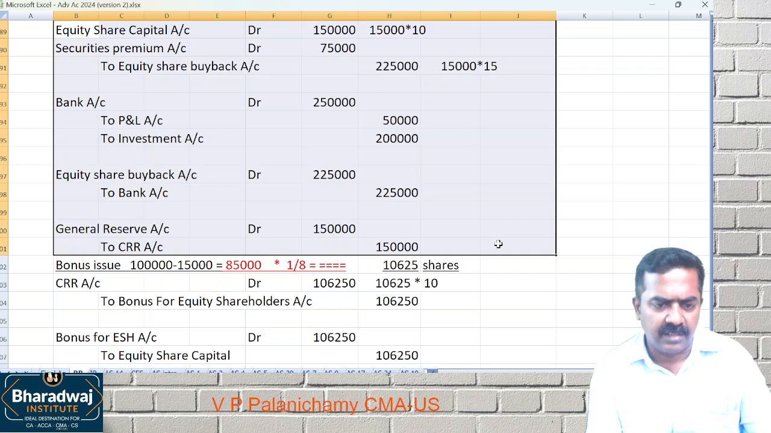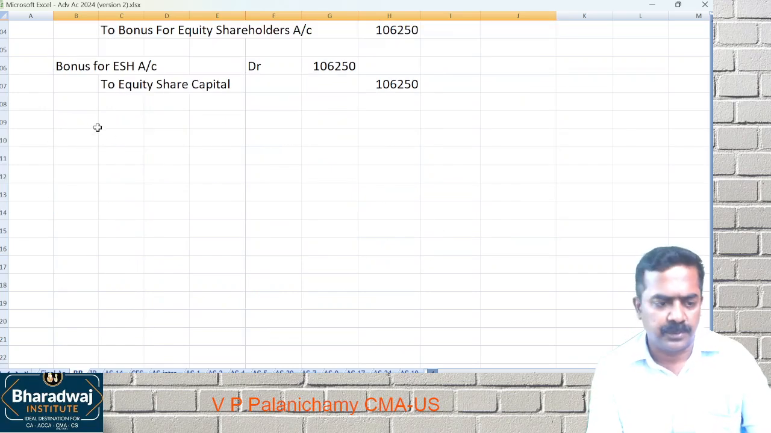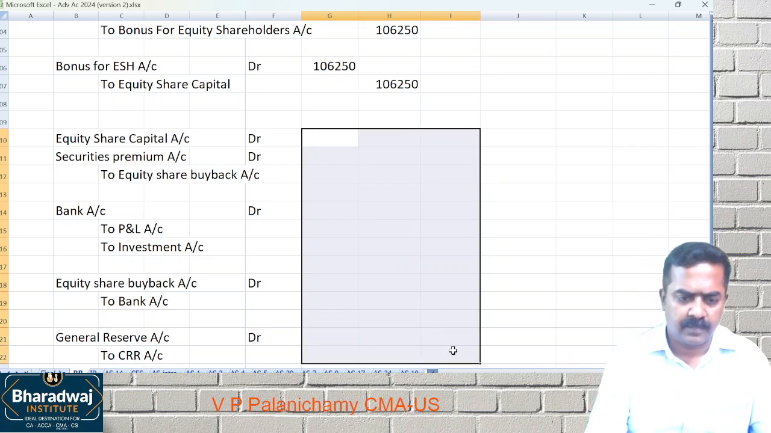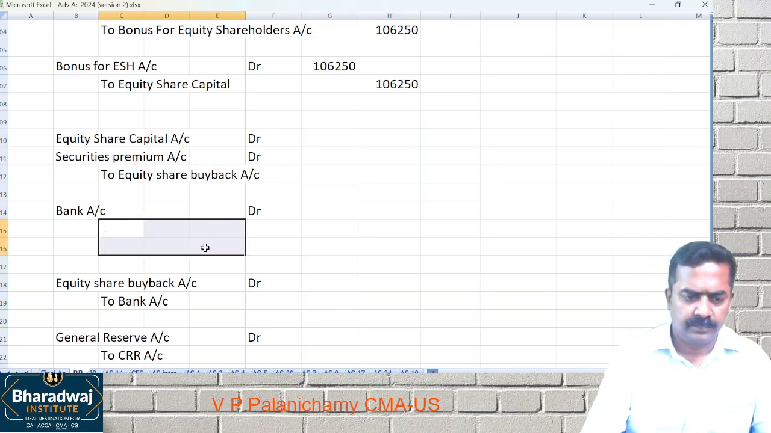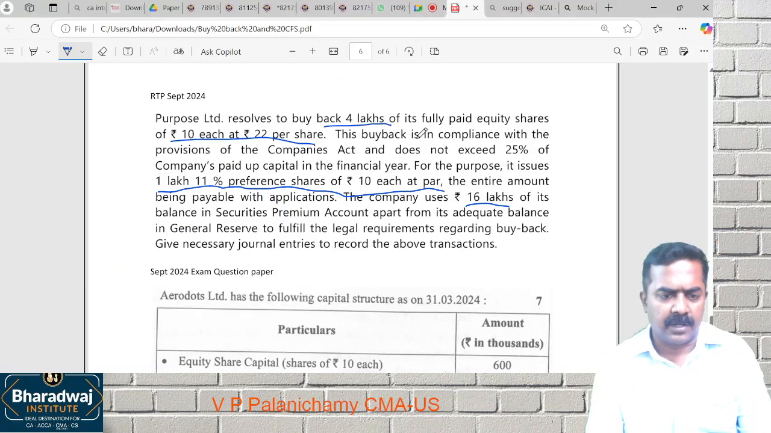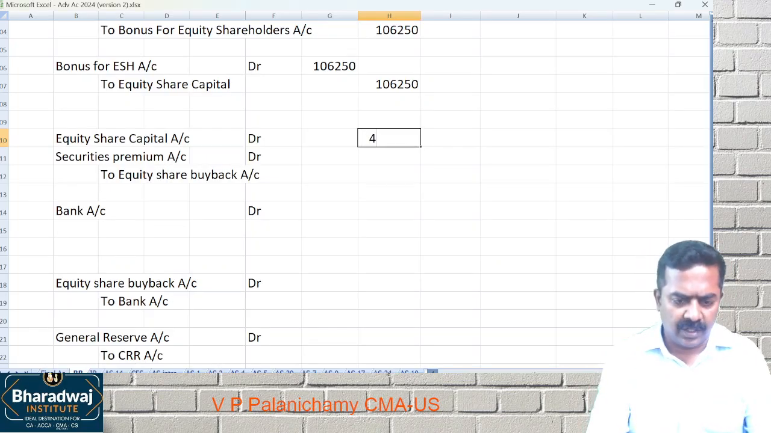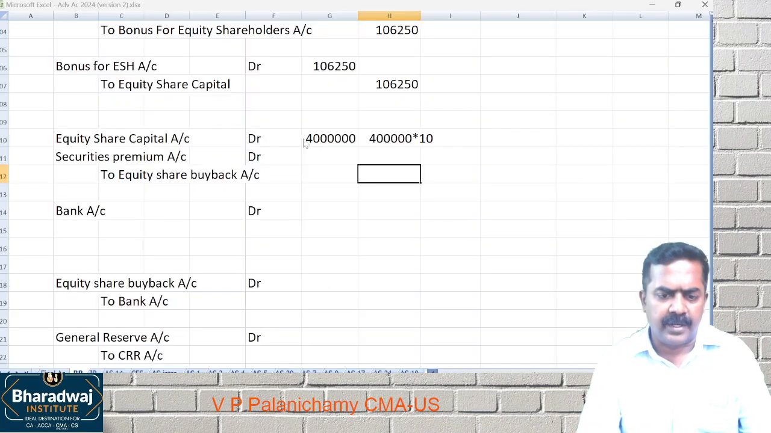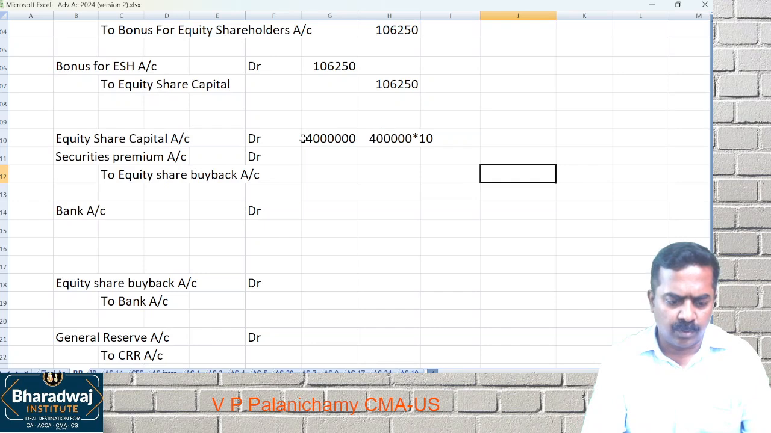Simple. We are not selling investment. We are making a fresh issue. What is the entry we will pass? How many shares are bought back? 4 lakhs into 10, 40 lakhs. Then we are buying at 22. So 4 lakhs into 22. What is 4 lakhs into 22?